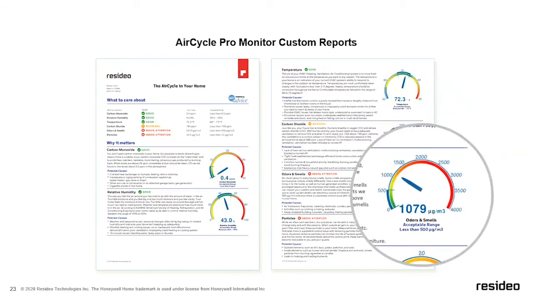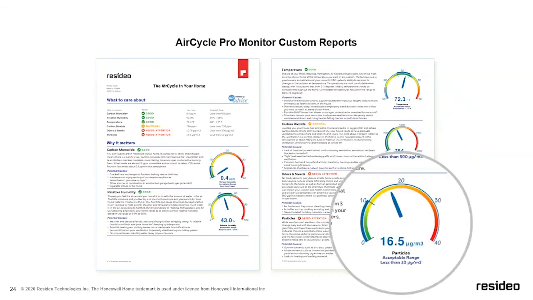And then we have a couple of things that were out of acceptable control. Odors and smells. The acceptable range was less than 500 micrograms per meter squared. And we have a range that is, in this case, 1,079. So that's something that requires some attention. And then we also have the particles, which are also a little higher than should be considered acceptable, which is 10 micrograms per meter squared.